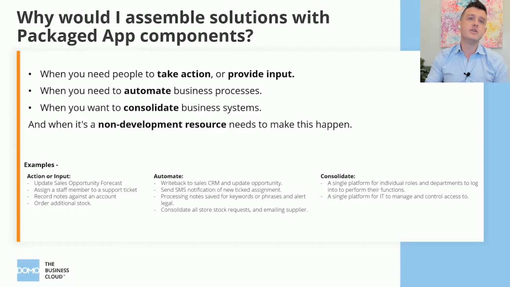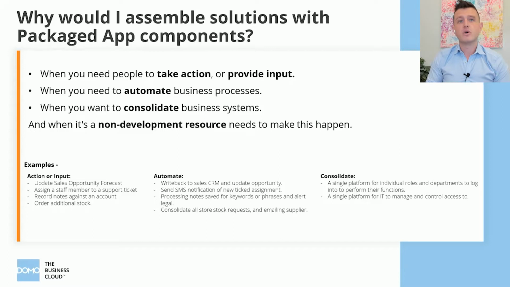And you would do this when you need people in your organization to take action or provide input, add something into the process. When you need to automate business processes so that you're freeing up the time of your staff and you want things to happen automatically. When you want to consolidate your business system. So that is if you've got a whole bunch of different contracts with different vendors, you've got IT managing a whole bunch of different systems, and you want to reduce the number of those. And the key point here is it's when you want to do that with a non-development resource, when you want a business user or you want an analyst to make these things happen for you.